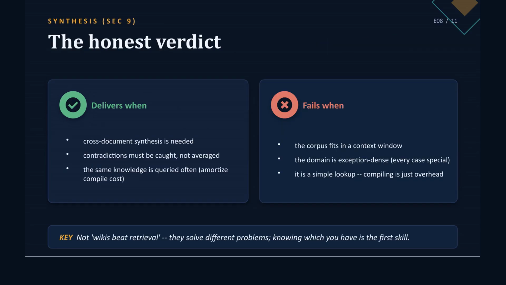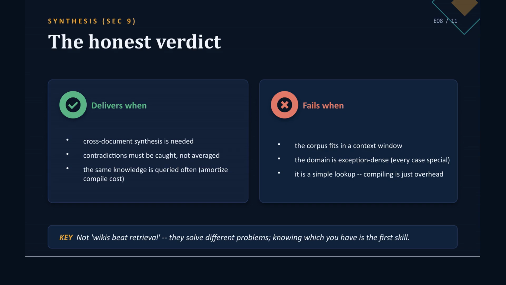So, after all of it, where does this whole pattern actually earn its keep? Be precise, because overselling helps no one. The wiki delivers when you need cross-document synthesis, when contradictions must be caught rather than averaged away, and when you query the same knowledge often enough to amortize the cost of compiling it. It fails, and you should reach for plain retrieval instead, on small corpora that fit in a context window, on exception-dense domains where every case is special, and on simple lookups where compiling is just overhead.